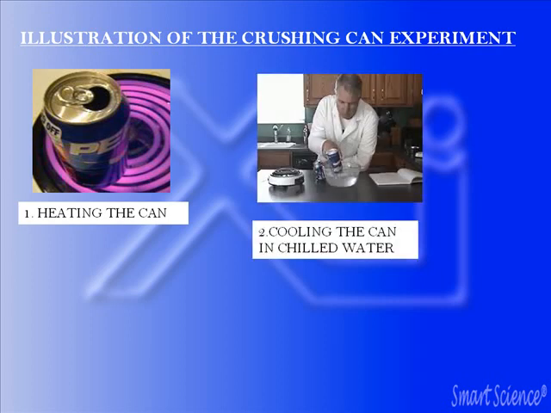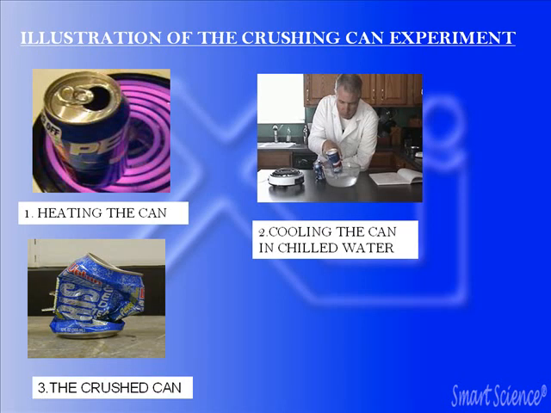Then you pour chilled water all over the container to cool the container. That's the second step. As you can see, you set it aside on the table and then you observe it some few minutes after. This will be the state of the can after a few minutes. You see that the can will be crushed as if it was beaten with wood or metal rod.